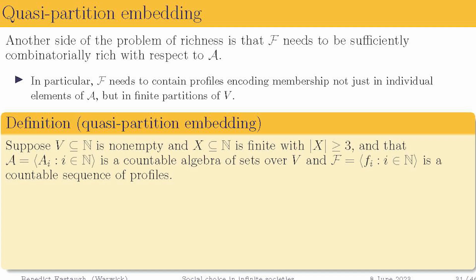So here's this definition. It's a kind of horrible definition, so don't worry too much about trying to follow the details. Roughly, the idea is that if we have any sequence of indexes of coalitions, then what we need is for there to exist a single profile that will give us back different weak orderings depending on whether the voter is in a particular one of the coalitions we started with.